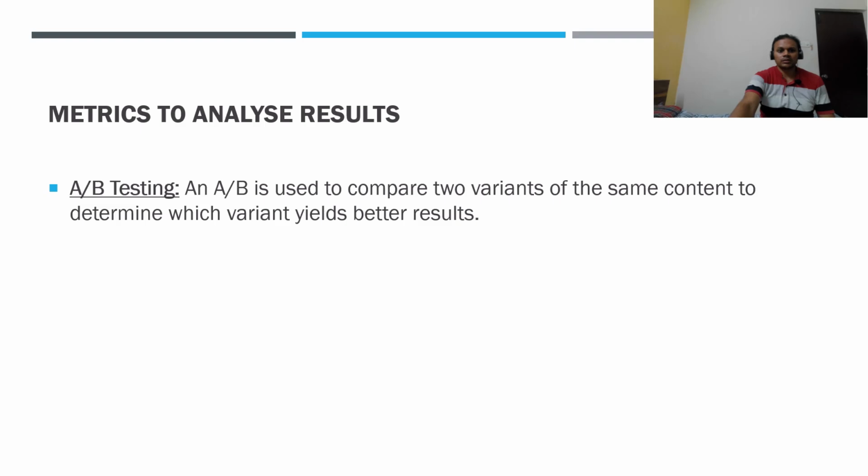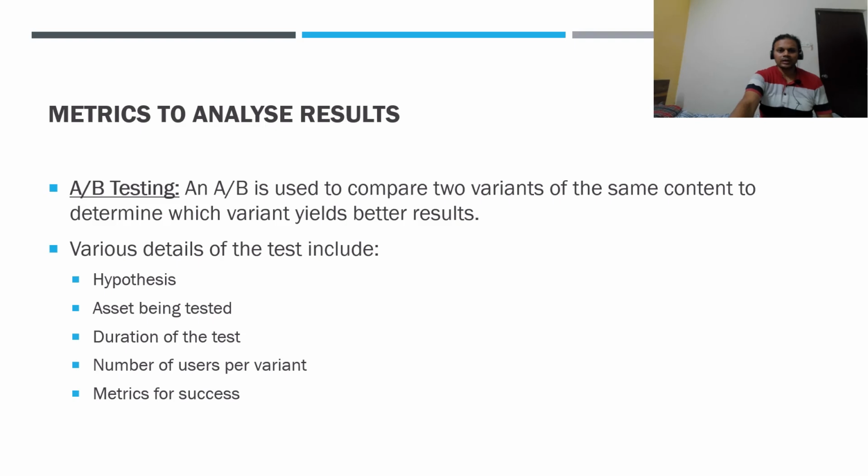The next metric we are going to talk about is A/B testing. A/B testing is basically used to compare two variants of the same content to determine which variant yields better results. The details of the test will include a hypothesis, the asset being tested, duration of the test, number of users per variant, and the metrics for success. So let's take an example. Let's say you ran an email campaign and you saw that people are not opening mails as much as you thought they would, or maybe they are opening but they're not doing the intended action that you want them to take.